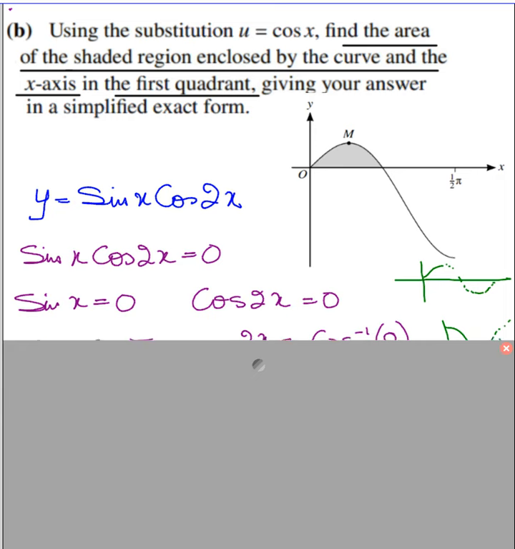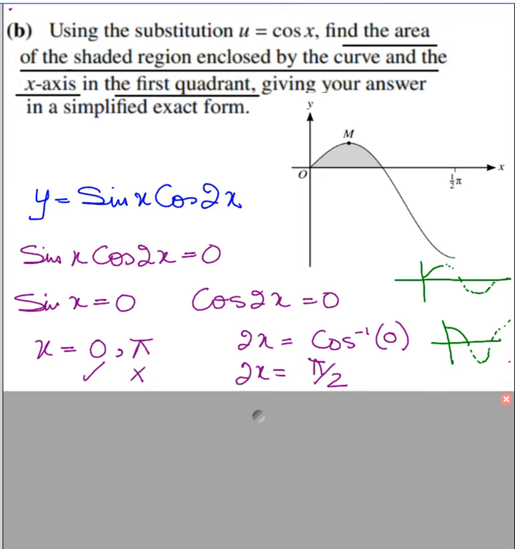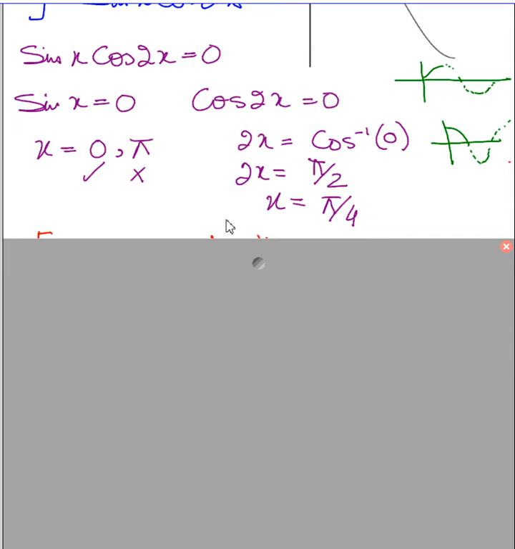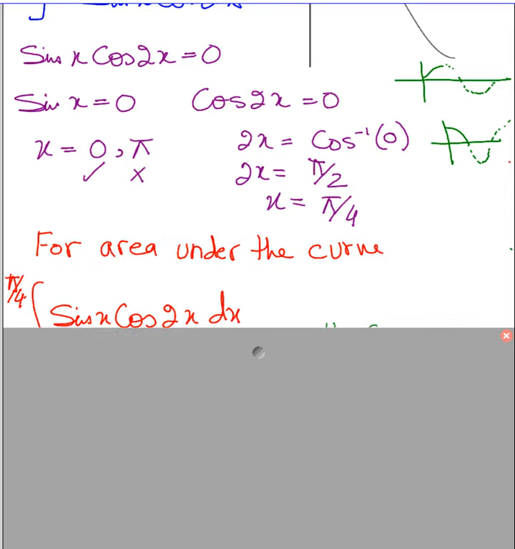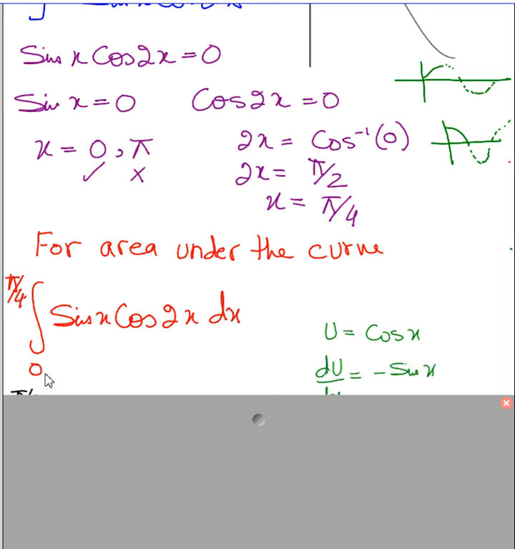Similarly, cos 2x equals 0. If you recall the sketch of the cos, you know cos is 0 at pi by 2, right? So that's why 2x is equal to pi by 2 and x is equal to pi by 4. It means this value is pi by 4. So you know your limits. Limits are 0 to pi by 4. Okay. Now, after that, we have to find the area under the curve. So this was the equation and my limits are 0 to pi by 4.